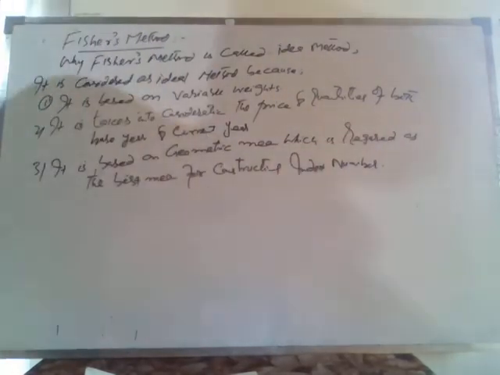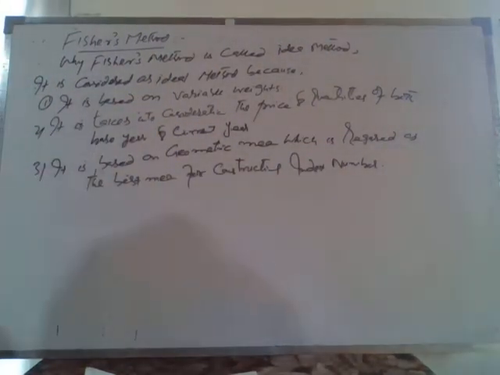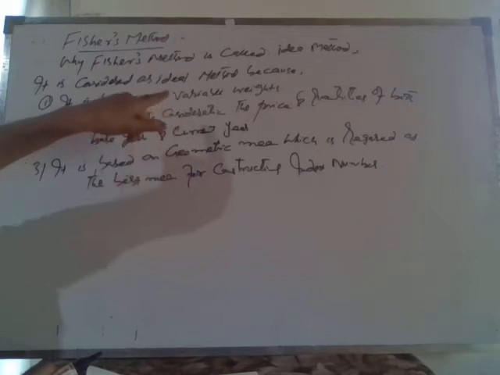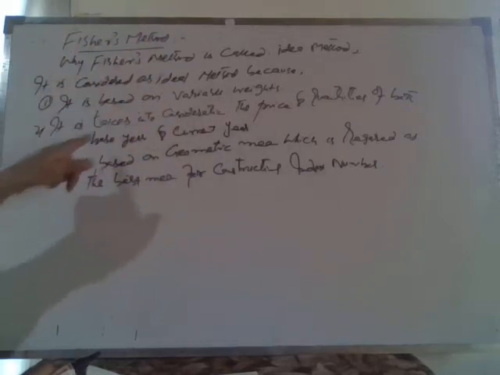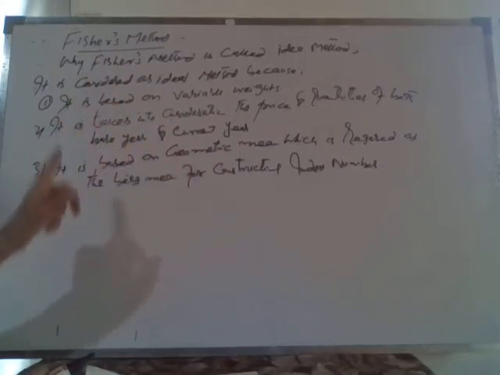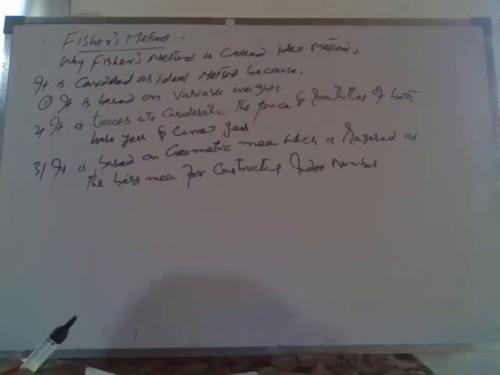One, it is based on variable weights and gives weights to both the current year and the base year. Second, it takes into consideration prices and quantities of both the base year and the current year. And third, it is based on the geometric mean.